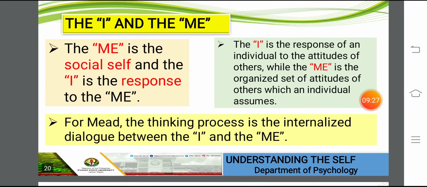Okay, let us understand here. The me is the social self, while the I is the response to the me. An example for myself, of course, I am formally launched as the new instructor in the psychology department. So that is me, the social self, because it is known by the society. And I was here because I was hired. Okay? Not by one but a group of people, the personnel selection board of the IFSU.